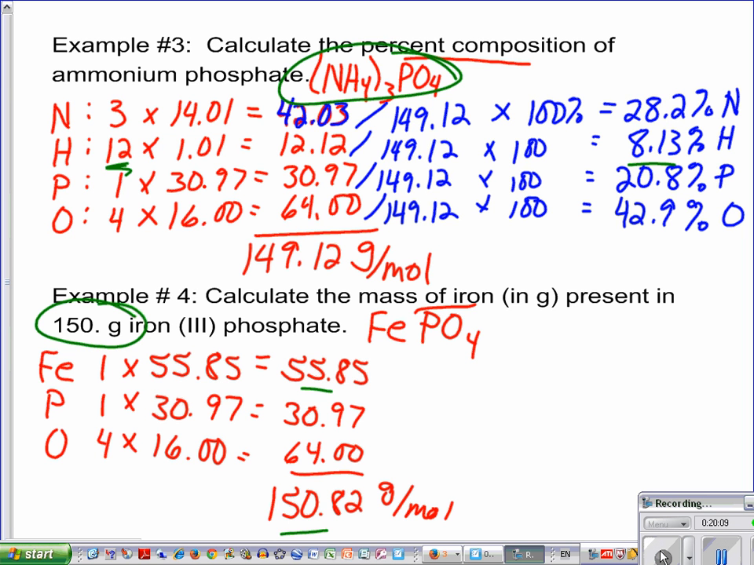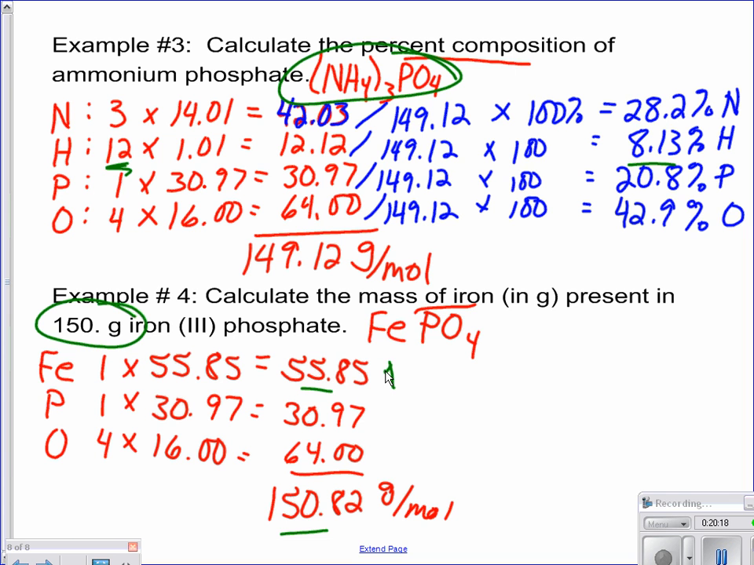The first answer was to go ahead and calculate the percent of your iron, which we know is part, here's your part, divided by your whole times 100, but let's keep it decimalized, and you take that and you multiply it times your original amount. That's exactly what we're going to do. I'm going to set it up in dimensional analysis though. I'm going to say that we're starting with 150 grams of iron 3 phosphate.